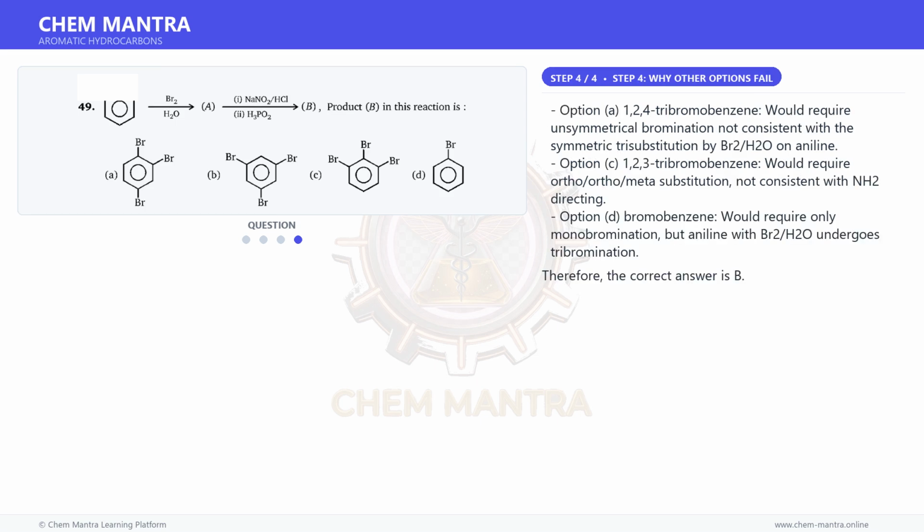And for the final step, option A, 1,2,4-tribromobenzene would require unsymmetrical bromination, not consistent with the symmetric trisubstitution by Br2/H2O on aniline. Option C, 1,2,3-tribromobenzene would require ortho-ortho-meta substitution, not consistent with NH2 directing. Option D, bromobenzene would require only monobromination, but aniline with Br2/H2O undergoes tribromination.